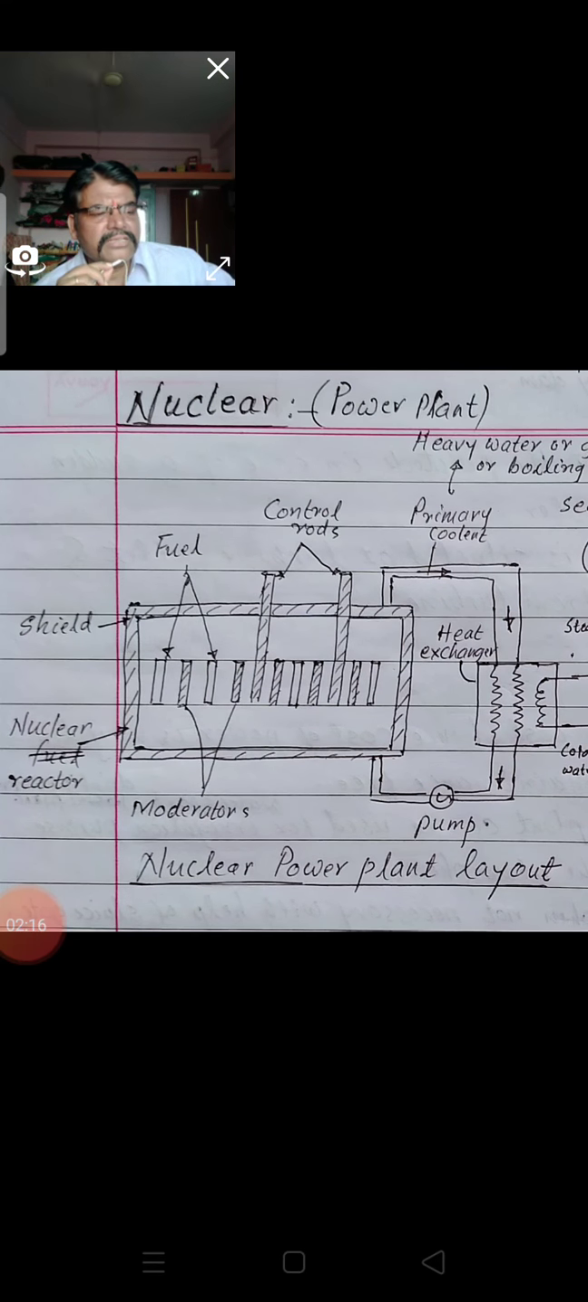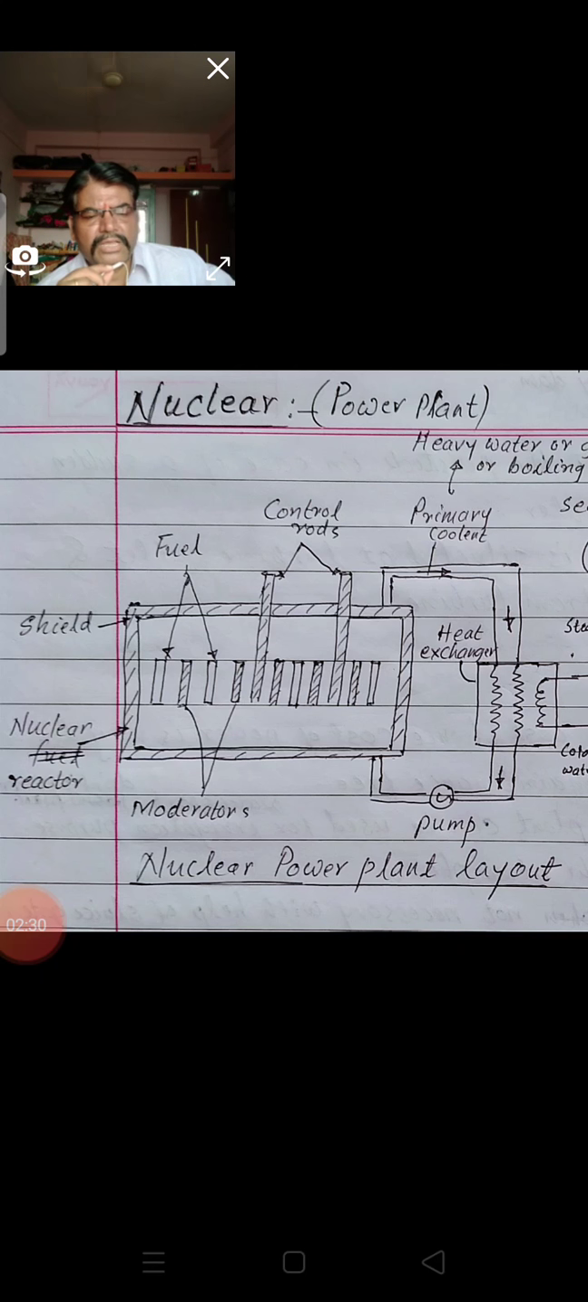Basically the fuel used in this is uranium, denoted by U235, with suffix 235, which is the fuel in a nuclear power plant. Now the important parts of the nuclear power plant and their functions. The first part is the nuclear reactor. In the nuclear reactor, energy is released by fission of uranium 235 atoms. This energy is taken away by the primary coolant.